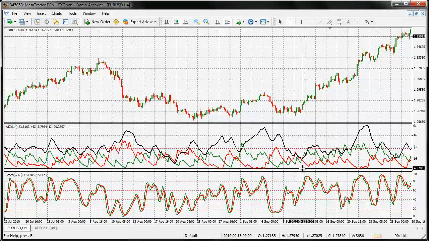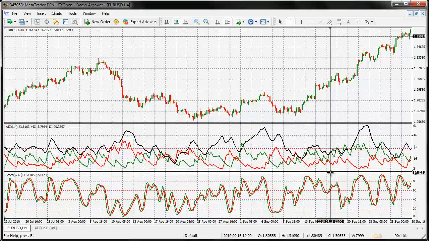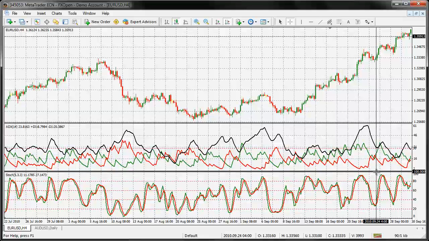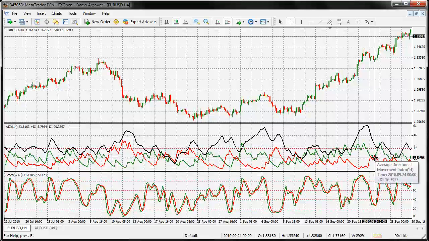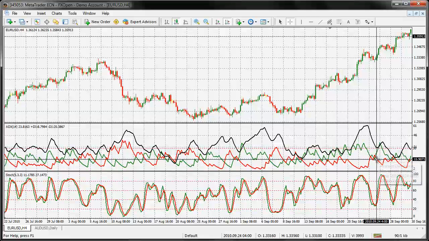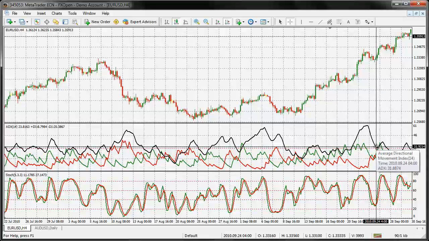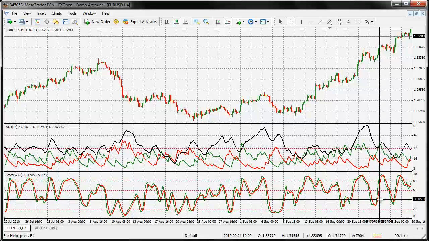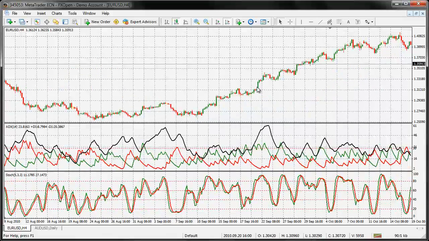Let's take a look and see if we've got any more buy opportunities. Here's a buy opportunity right here, when the ADX line has crossed over the negative directional index line. The ADX line is above 30, so that's good. Plus we're in buying territory on that stochastic as well. So give that a go.